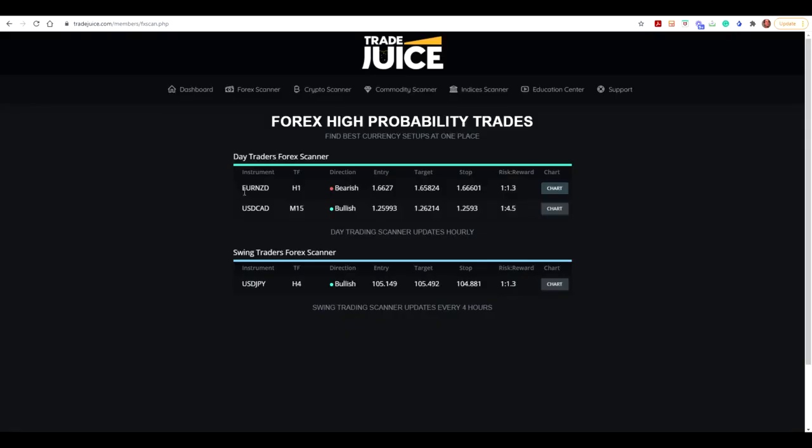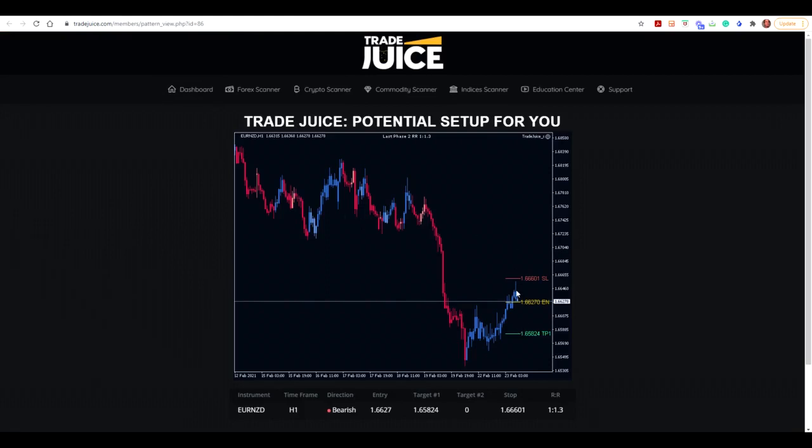Hello everyone, and I'm on the Tradejuice platform. I see that there is a setup occurring right now on the New Zealand dollar, 1 hour, bearish. I've got my entry, target, stop, my risk to reward set. And if I had to check the trade, I can see where to enter, where to set my stop, and where to set my take profit target. So I'm about to enter that now.